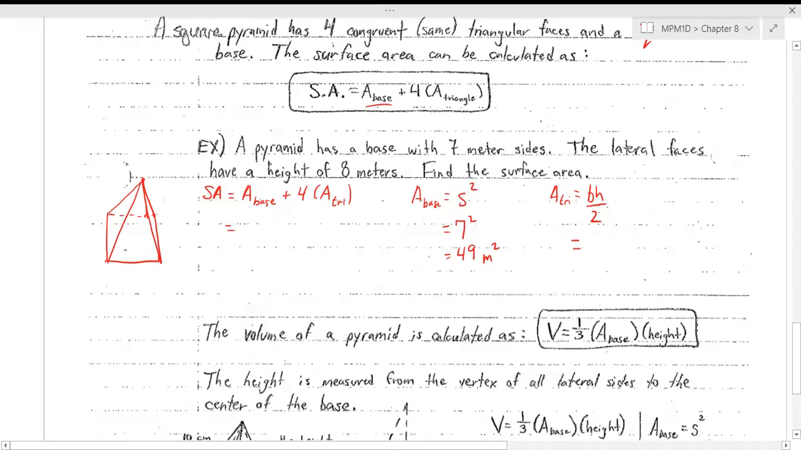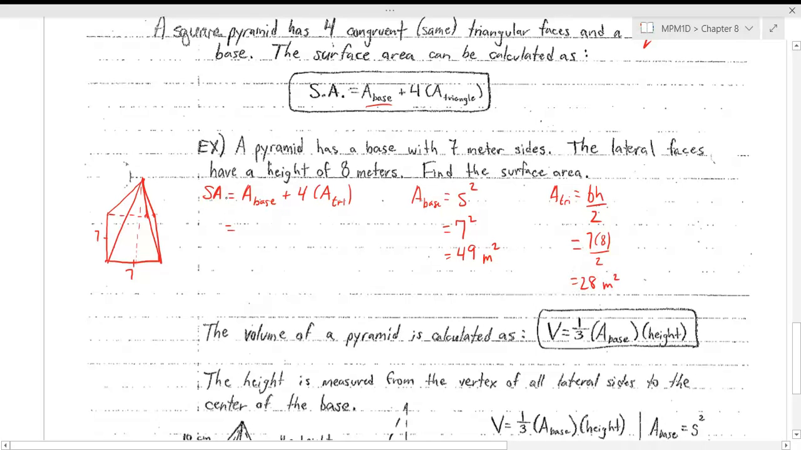So let's think about this for a second. If this square base pyramid has base sides with a length of 7, that means that the base of each triangle will also be 7, right? And then the height, that's the lateral height, so that's the height along the slant. Sometimes that's also called the slant height, is given as 8. So that's going to be 28 meters squared.